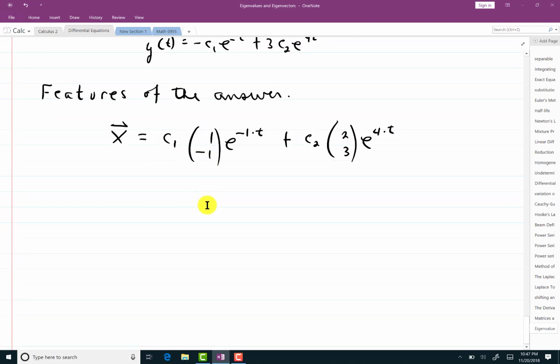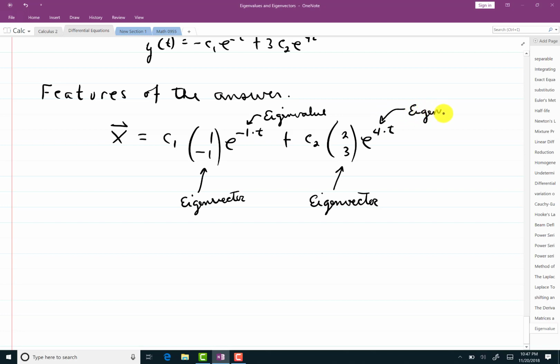Take a look now. This negative 1, 1 is an eigenvector. This 2, 3 is also an eigenvector. We found those by playing around with the matrix. But not only that, look at this negative 1 up here. That's an eigenvalue. And that 4 that's there, that's also an eigenvalue. So the idea is this. If you're given one of these systems, you just find the eigenvalues and the eigenvectors, and you can immediately write the answer.